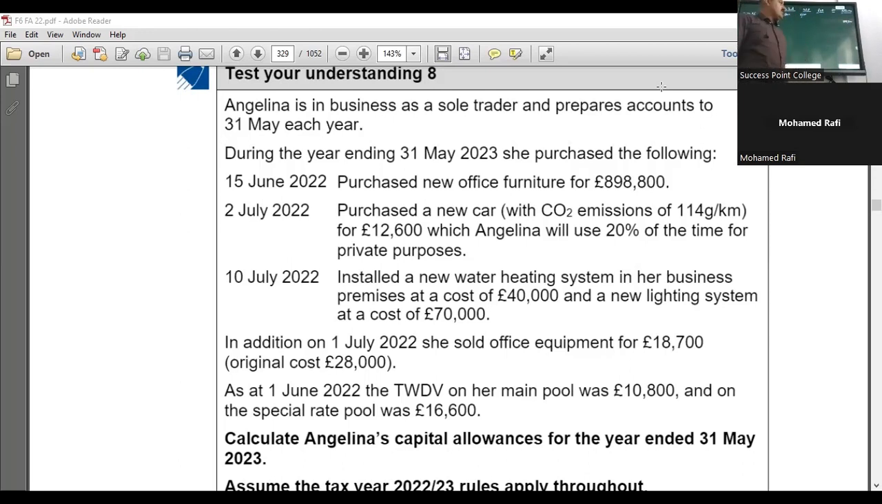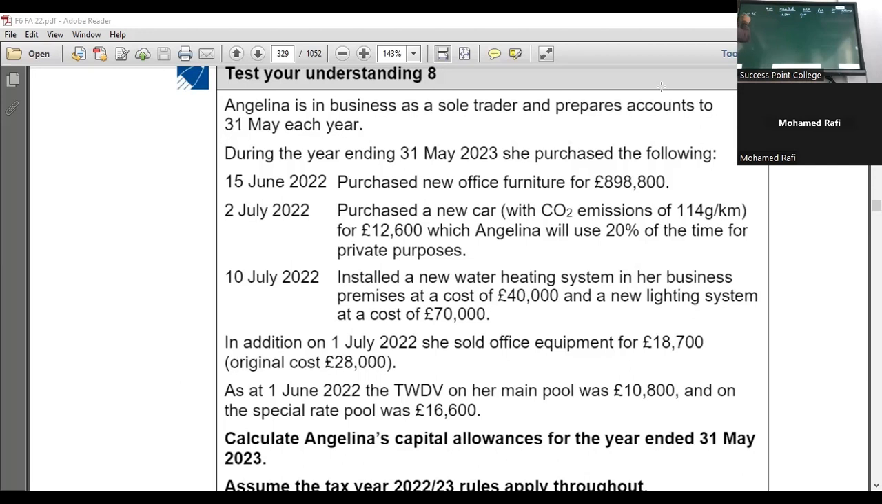We already have a very good point. We already have purchased some special rate pool assets. So first we will claim AIA against special rate pool items. So very good. So instead of claiming the AIA against new furniture, we will go for the installed 10th July purchases, because cars do not qualify for AIA. So before car, we'll see that 40,000 is in the new water heating system, and 70,000 for lighting system.